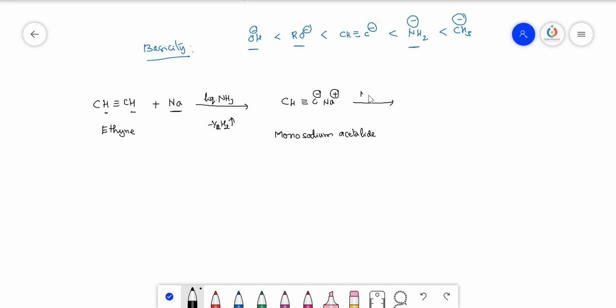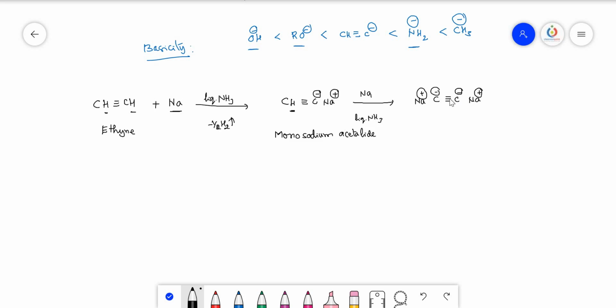This, when subjected with another mole of sodium in the presence of liquid ammonia, means you can use 2 moles of sodium at a time here. I am just taking this step by step. Now this sodium is able to release the one more hydrogen that is present over here, so that we get the ion like this. This is an ionic compound, not a covalent compound.